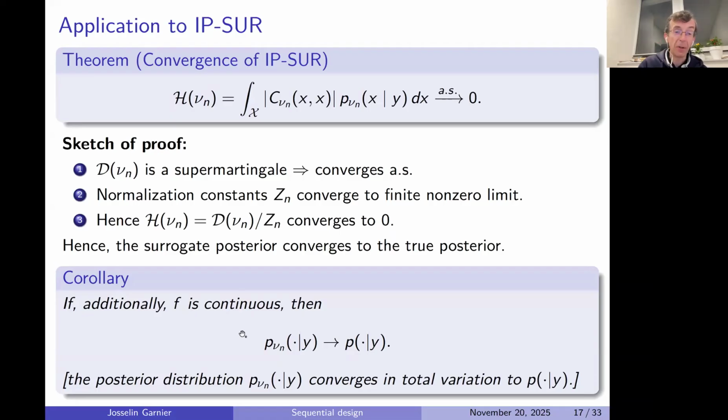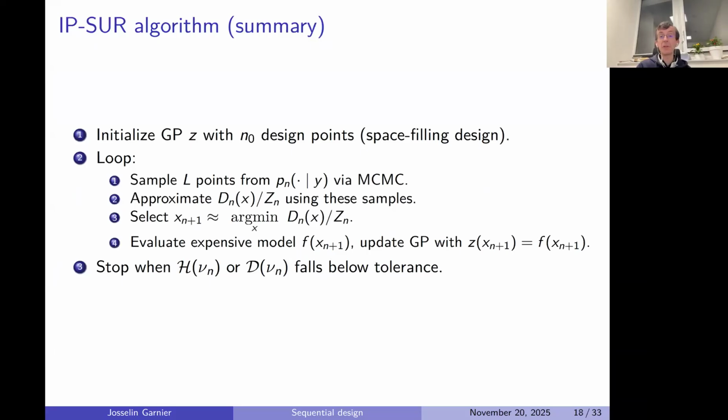And eventually, you have to make at least one assumption on the function f. It's sufficient to say that the true function f is continuous, and then you can show that the posterior distribution that you have built with this SUR strategy converges to the true posterior distribution, P, in particular in total variation. You may use different norms, but this one is good enough. Okay, so that's the algorithm. You first initialize a Gaussian process metamodel, a surrogate model, with, let's say, a space filling design. There is no point in choosing something else, with a very limited number of initial points.